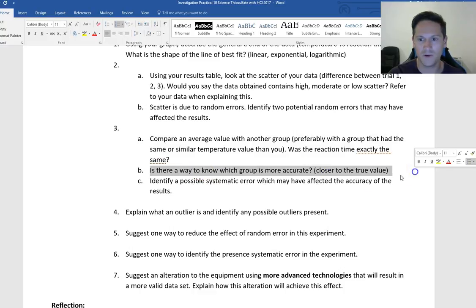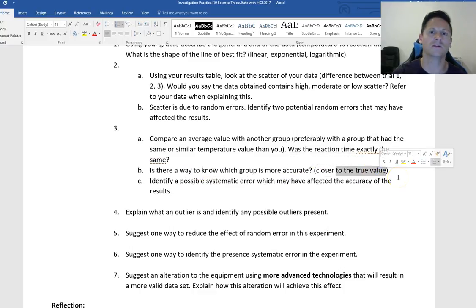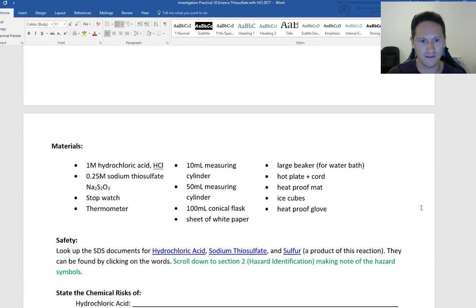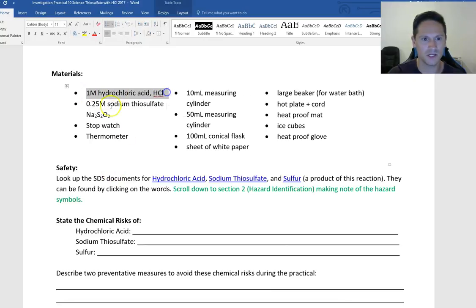Is there a way to know which group is more accurate? So what is accuracy? It's how close you are to the true value. Do we know the true value for this experiment? Okay, at 20 degrees, if you mix 5 ml of, what was the concentration of hydrochloric acid? I think it was 2 mole per litre hydrochloric acid, and your 0.25 mole per litre sodium thiosulfate, I think it was 15 ml. You've got this information here.